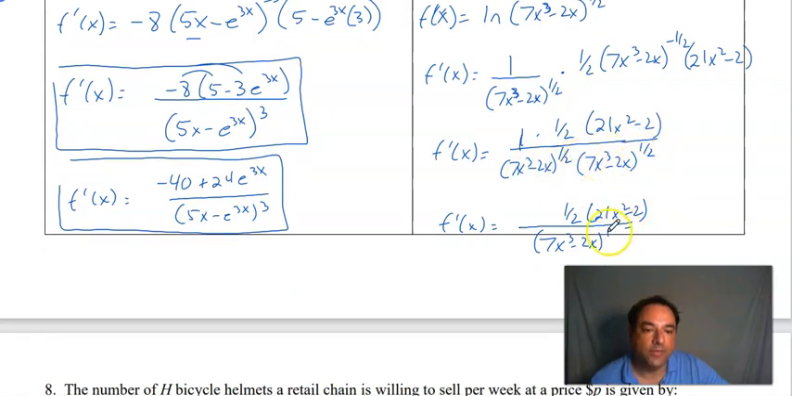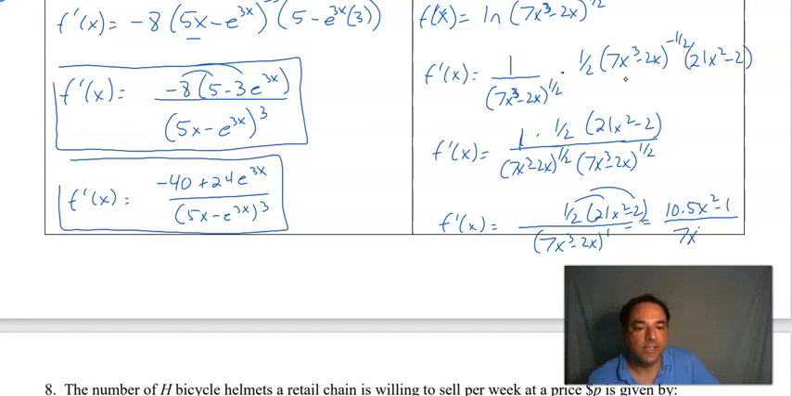1 half plus 1 half is 1. On the bottom, that's on the bottom. On the top, we have 1 times a half times 21x squared minus 2. So if we distribute that half, one way to write it would be 10.5x squared minus 1 in the numerator and 7x cubed minus 2x in the denominator. That would be a simplified final answer.